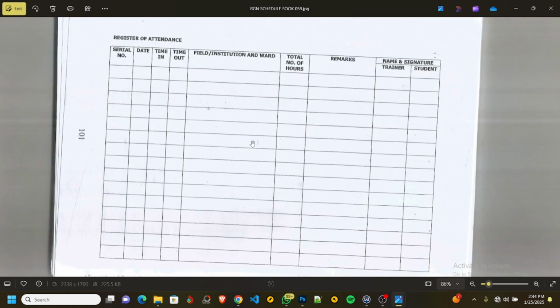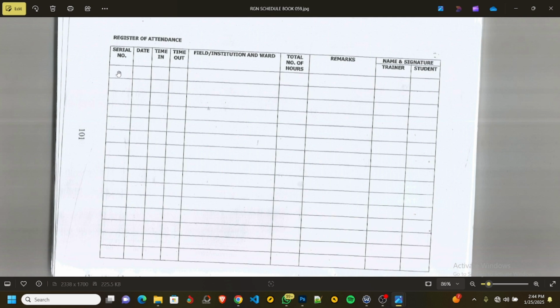Yes, so the last one that we are going to see will be the register of attendance. Now, this register of attendance is very similar to the list of attachment areas. They are very similar. But the difference is that if you go to, let's say, one municipal hospital for your clinical attachment and they schedule you to the medical ward.